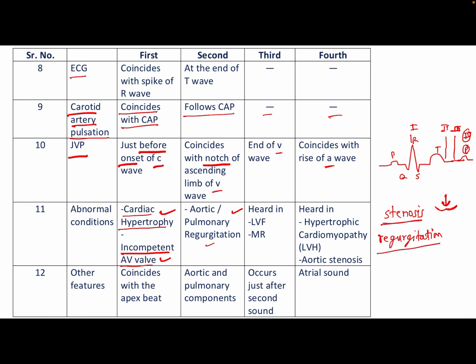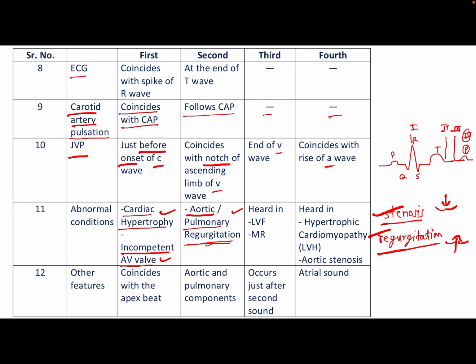And what is regurgitation? There is scarring of these walls, and when the walls are in closed position, they will not close completely, and there will be backflow of the blood. So due to this there will be regurgitation. So that is called regurgitation. So stenosis and regurgitation, like aortic valve regurgitation and pulmonary valve regurgitation. In this condition you will get abnormal second heart sound.